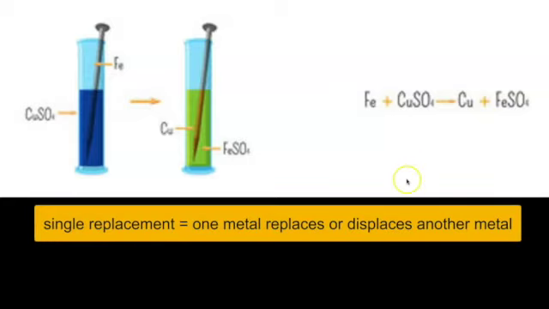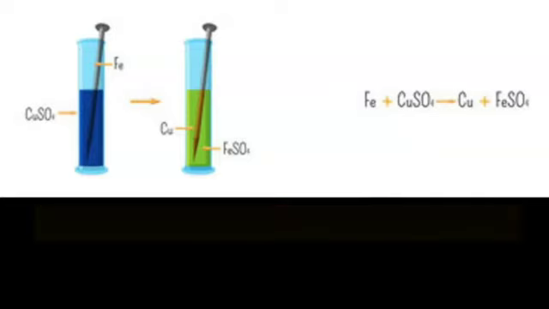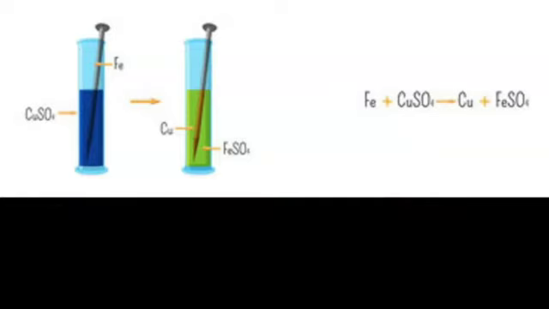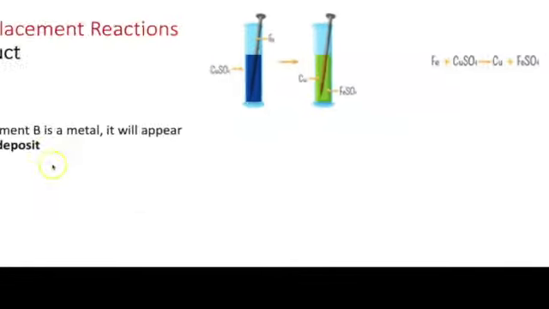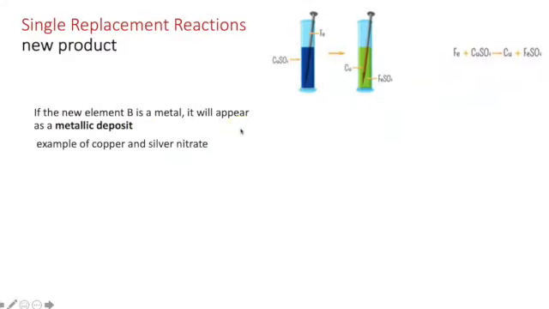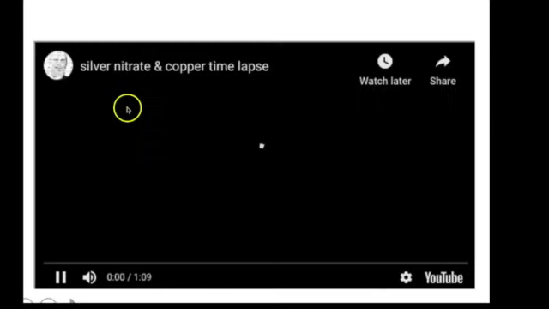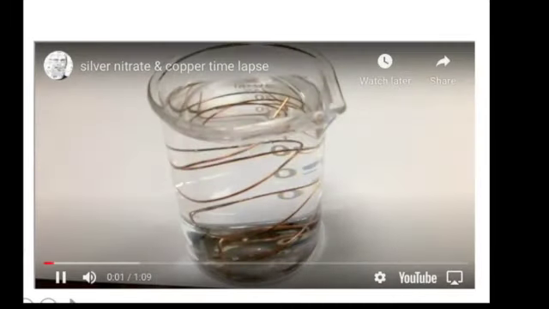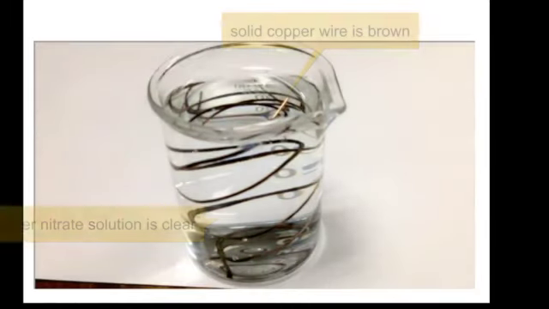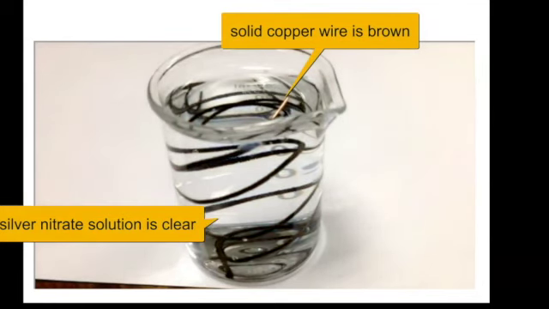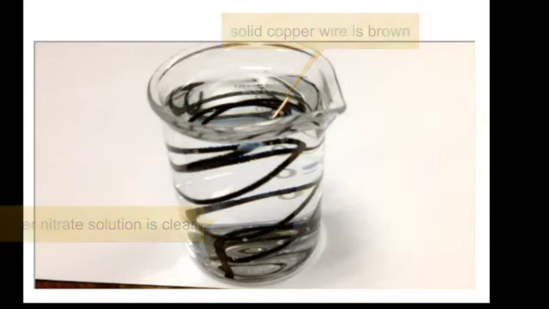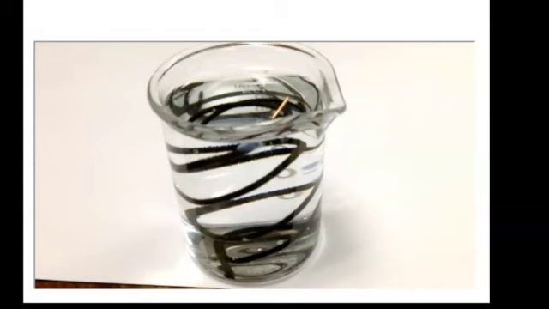This is an example of when you see something appear that's a new solid that wasn't there before. It's called a metallic deposit. Let's look at this example of copper and silver nitrate that we just wrote out the equation for. It starts off as a clear silver nitrate solution and brownish copper. Over time, this copper starts to have a blackish look to it. What's happening is the formation of silver.